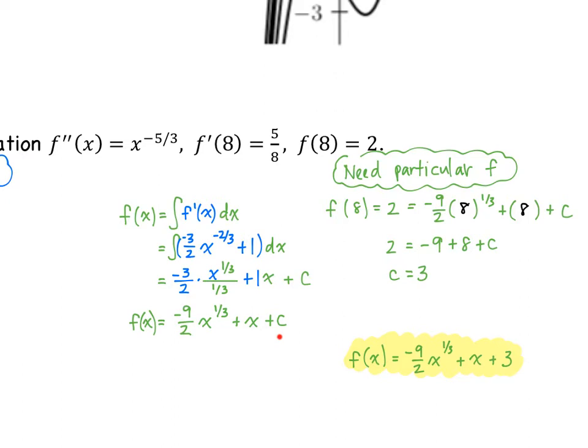We need to find c. So we're going to use the fact that f of 8 equals 2. We'll plug 8 in for x and 2 in for y, or f of x, and we will solve for c. When we do that, we get c to be 3. So now we can say our particular equation, or solution to this differential equation, is f of x equals negative 9/2 x to the 1/3 plus x plus 3.